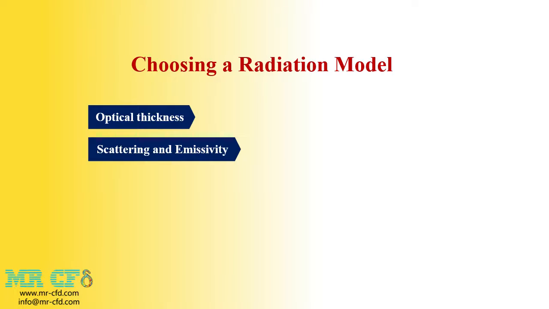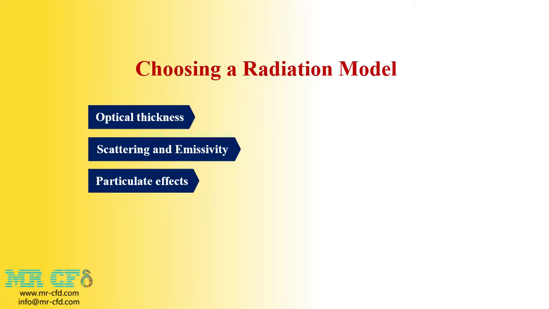The second criteria under consideration are the scattering and emissivity coefficients. If we use the scattering coefficient as a criterion, the P1, Rosseland, and DO methods are radiation models that consider the scattering effect, while the DTRM method ignores this effect. If we consider the emission coefficient as a criterion, the Rosseland model is not sensitive to the emission or emissivity of the wall.